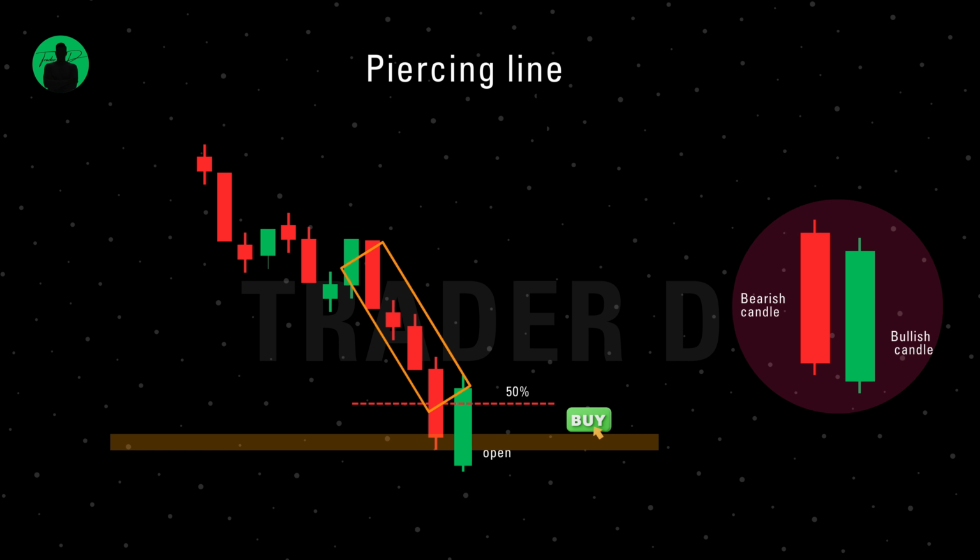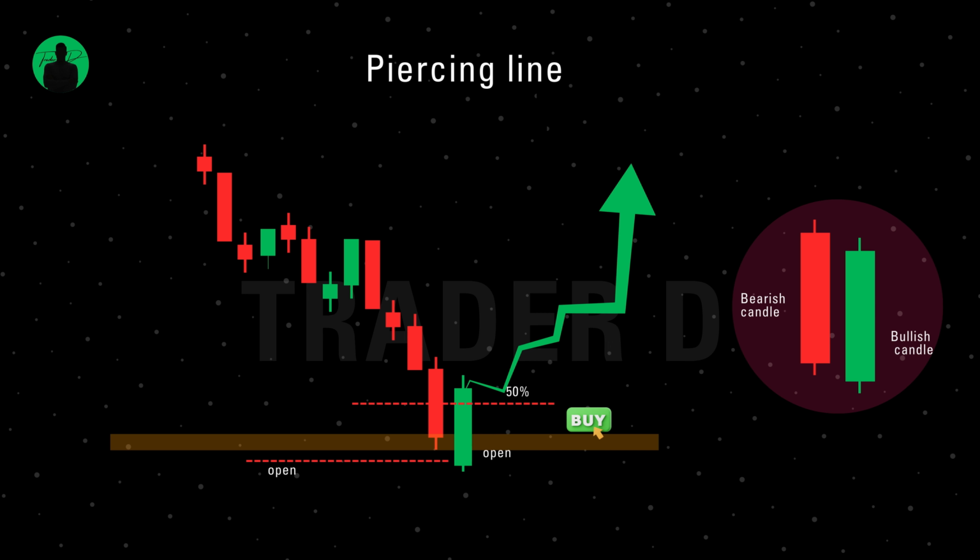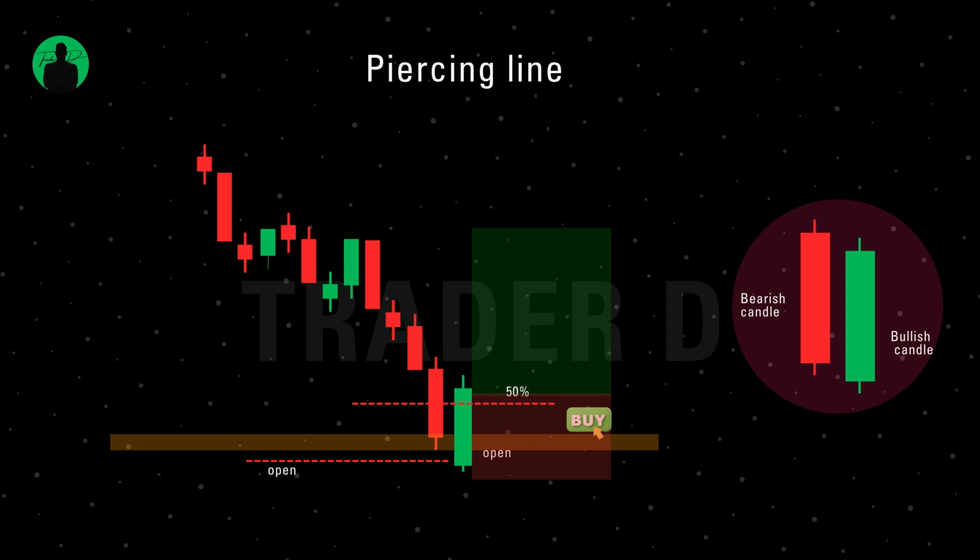After a series of red candles, a strong red candle forms near a support level. The next candle opens lower but closes higher than 50% of the previous red candle. This is your signal to prepare for a bullish reversal. Once the green candle closes above 50% of the red candle, you can enter a long trade with a stop loss just below the support level.